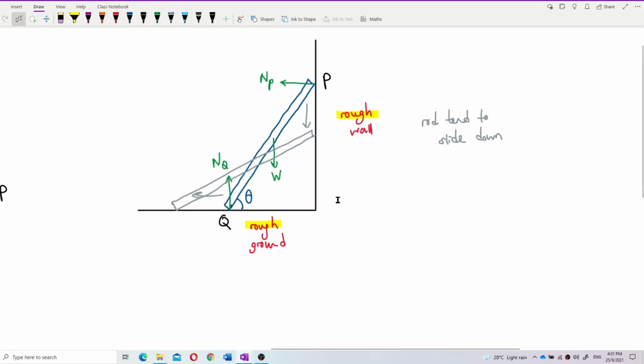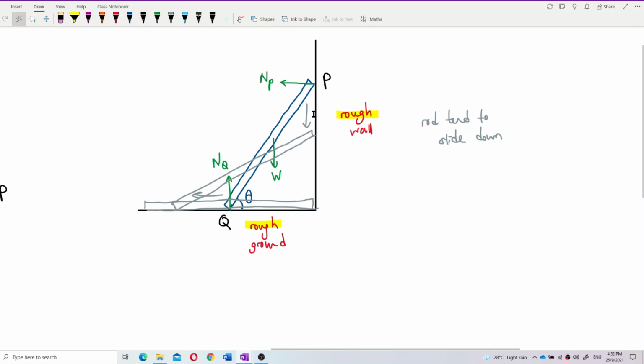You understand or not? In the end, after it falls down, it becomes like that, on the floor already. See that? So the rod tends to slide down.